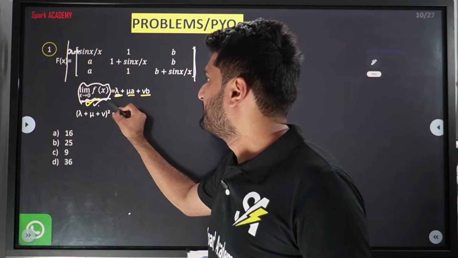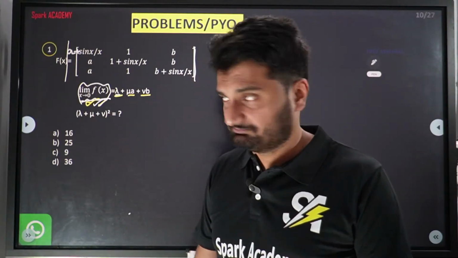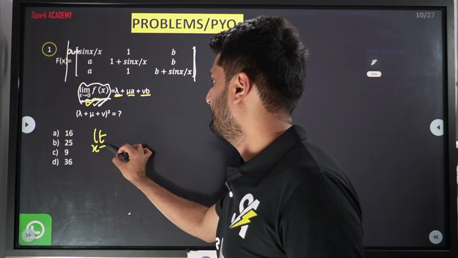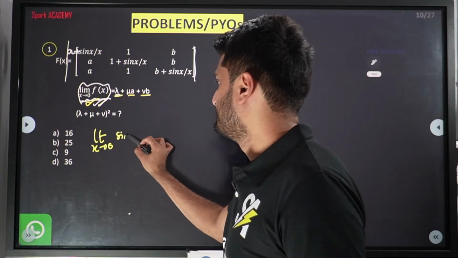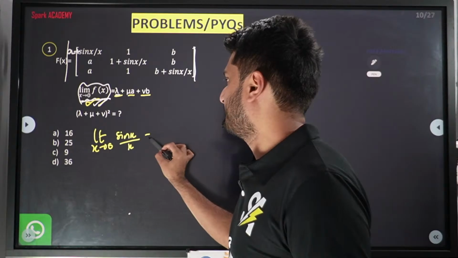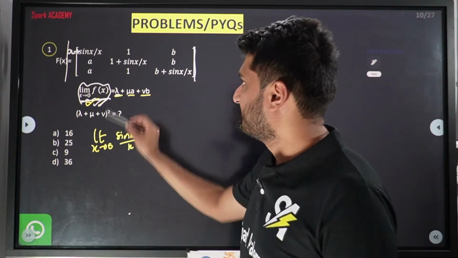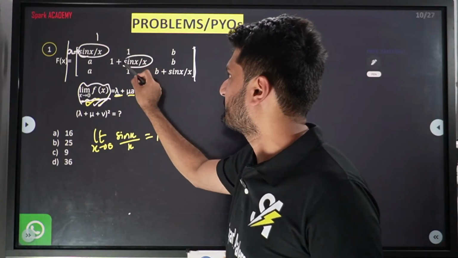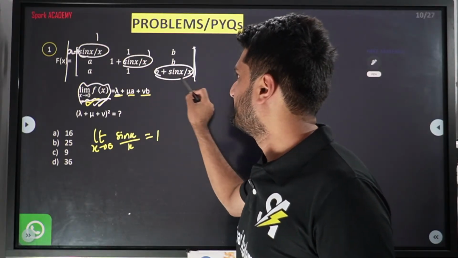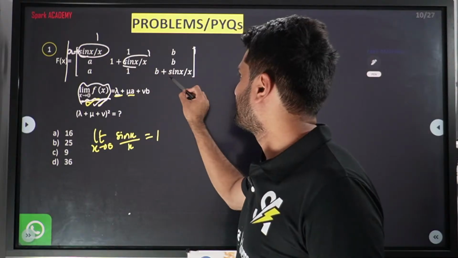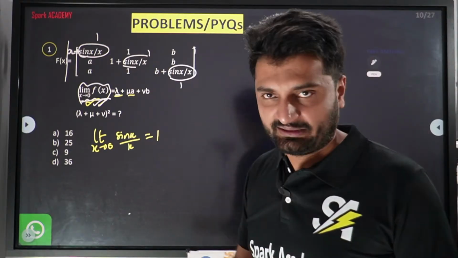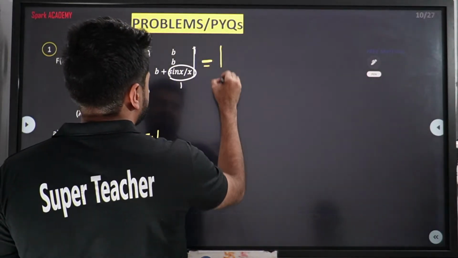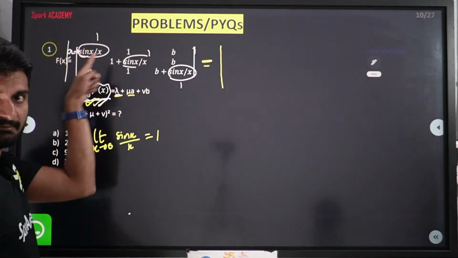So the first aspect is that the limit x tends to 0 is there. Whenever you have limit x tends to 0, what do you know? Whenever limit x tends to 0, we can write sin x by x as 1. So in this also, whatever is this sin x by x, I can write it as 1. Here also sin x by x is 1. Here also, wherever we have sin x by x, we can write it as 1. So now let's see what this determinant becomes. This is equal to, this is a plus 1.